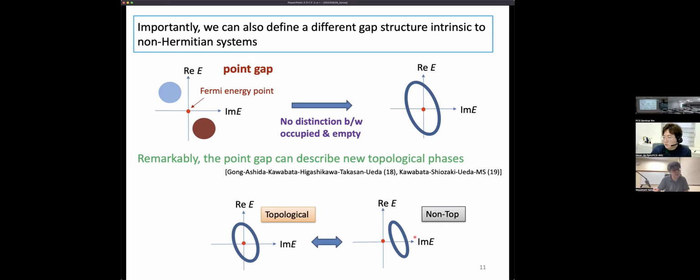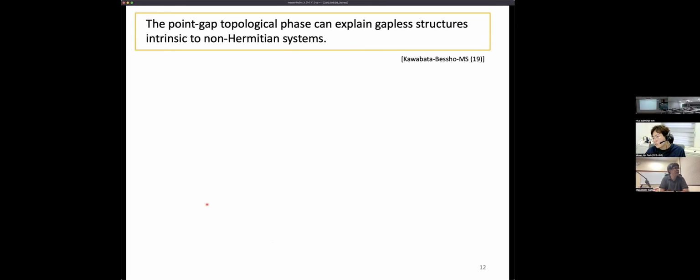And we can show that without gap closing, these states do not deform into each other. So that we can define the point gap topological phases. And actually, these point gap topological phases can explain the gap structures intrinsic to non-Hermitian systems.